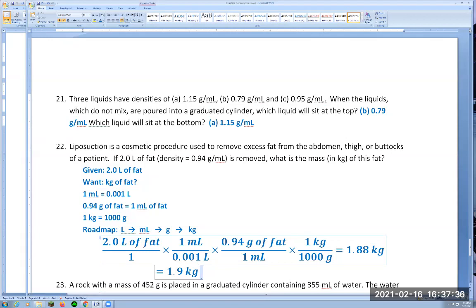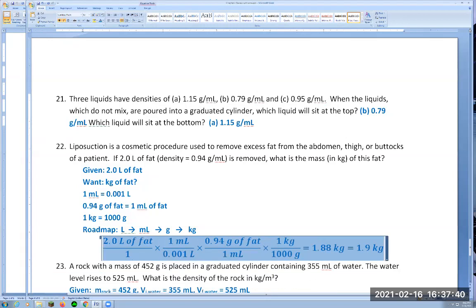And that's it. That's what 2 liters of fat will be. It's 1.9 kilograms. So slightly less in mass, because the density is slightly less in mass per unit of volume.